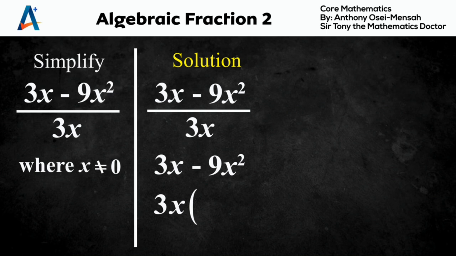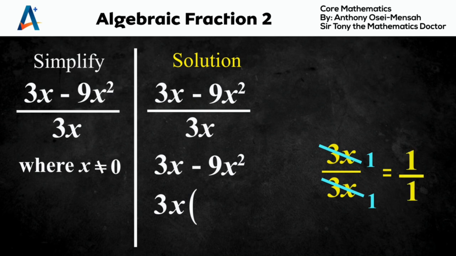Now you take the first term, which is 3x, and divide it by 3x, which is the common factor. You realize that the numerator and the denominator are the same, so a number cancels itself out. 3x cancels 3x, and 1 divided by 1 gives 1. So if the common factor 3x divides the term 3x, we get the answer 1. So we place it here in the brackets.